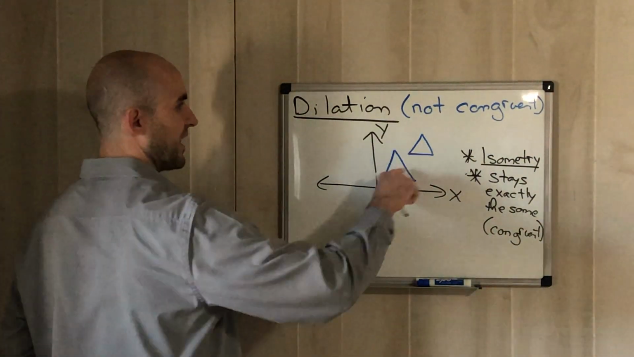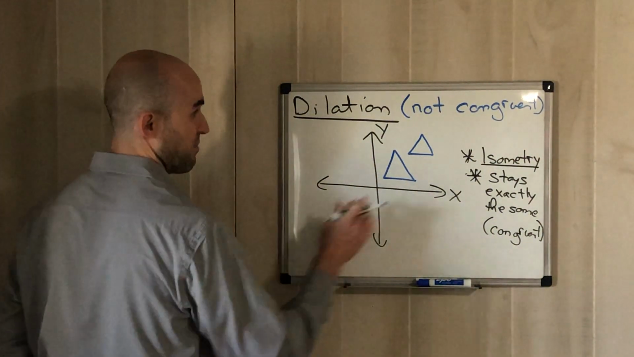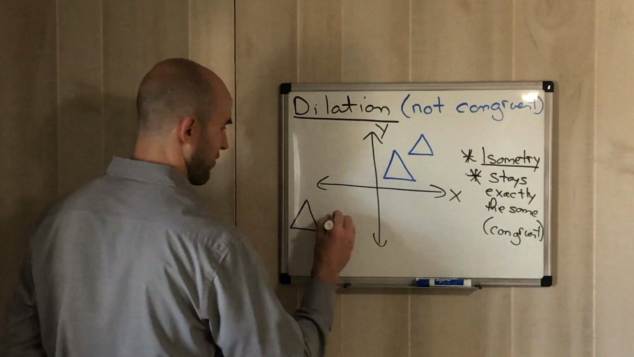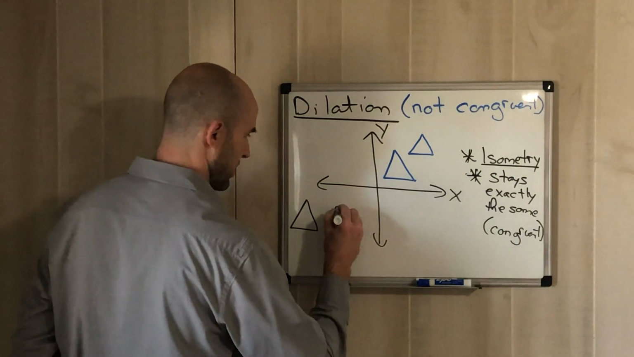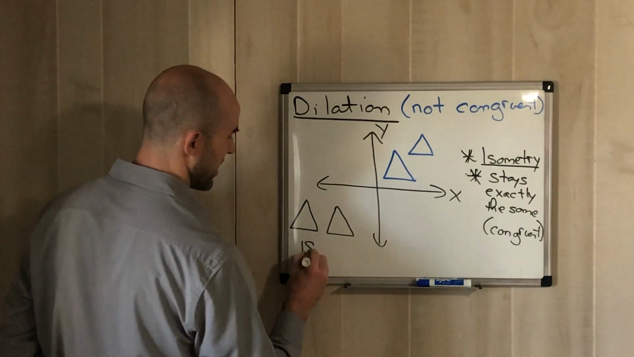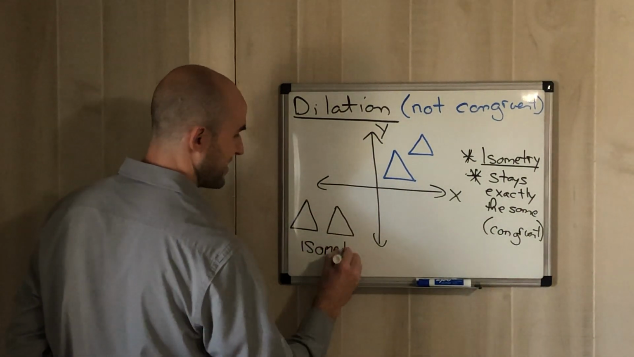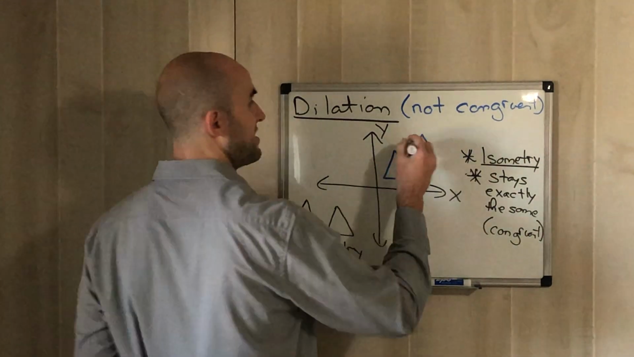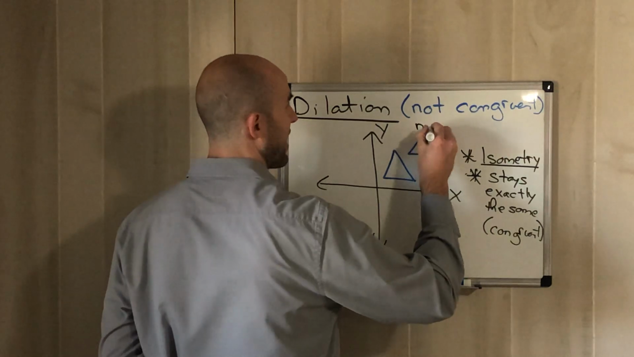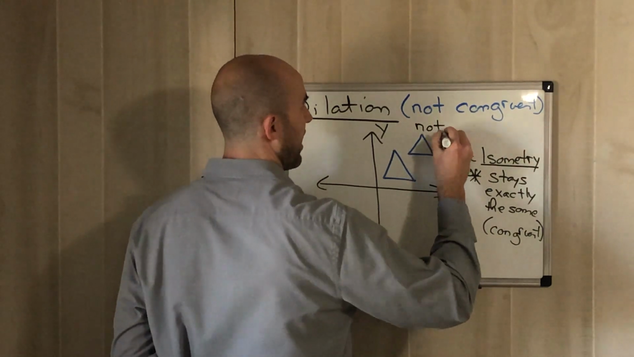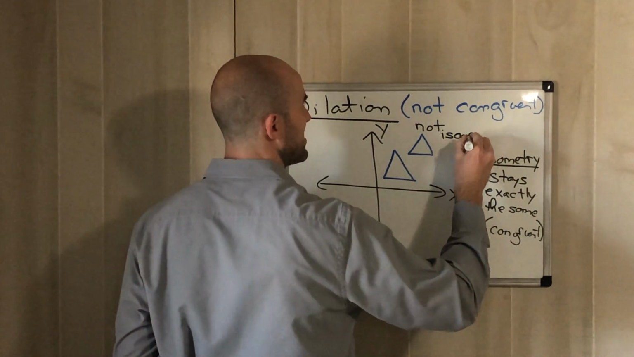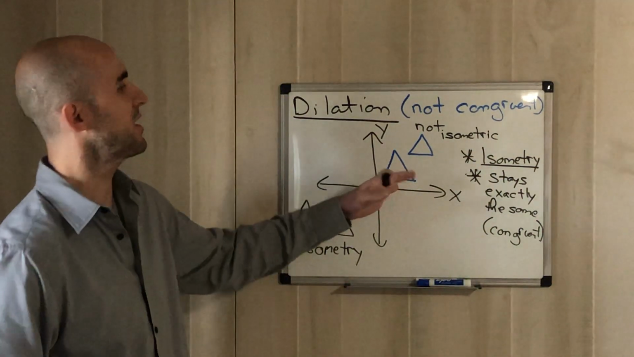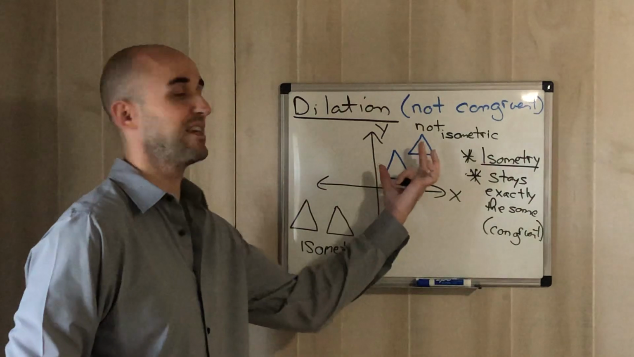So if we looked at this, this would not be isometry because they're different sizes. If we were to look at this, for example, this would be isometry. And the reason that this would be isometry is because, again, same figure, same exact size. This here would not be isometry, not isometric, is another way that we can refer to it. And the reason that this would not be isometric is because the size changed.